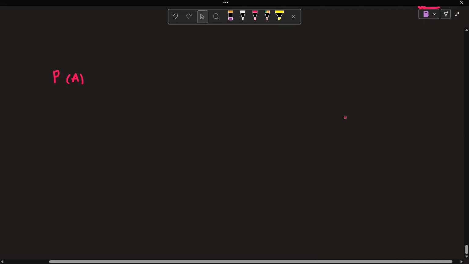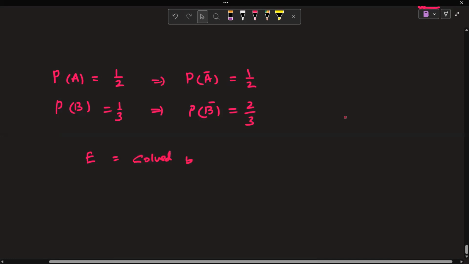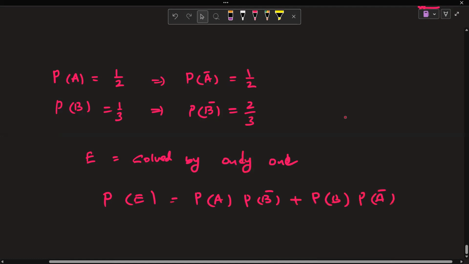So the probability that A can solve is P of A is 1 by 2, P of B is 1 by 3. Not solving chances: P of A bar is 1 by 2 and P of B bar is 2 by 3. Understood this part? Next, let E be the event that the problem will be solved by only one student. So P of E is equal to, tell me the situations: A will solve the question and B is unable to solve it, or B will solve the question and A is unable to solve it.